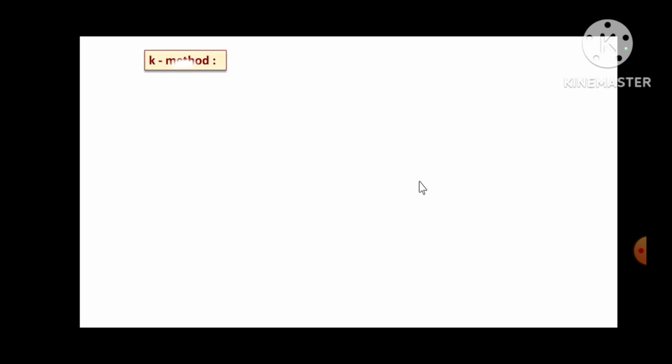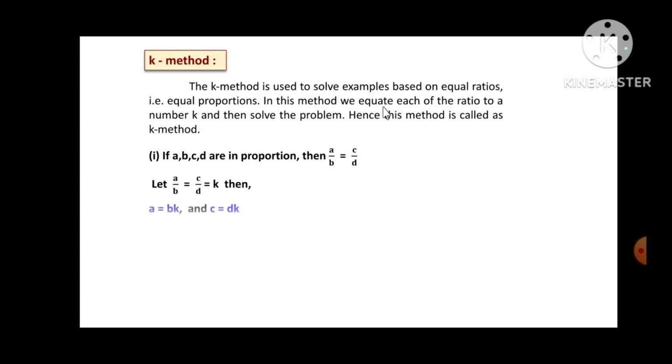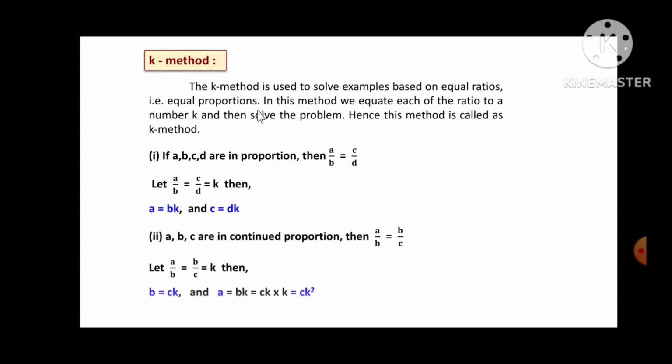Now we'll see the K method. The K method is used to solve examples based on equal ratios, that is equal proportions. In this method, we equate each of the ratios to a number k and then solve the problem. Hence, this method is called the K method. If a, b, c, d are in proportion, then a upon b is equal to c upon d. Let a upon b is equal to c upon d is equal to k. Then we can write that a is equal to bk and c is equal to dk. This is the case with proportion.